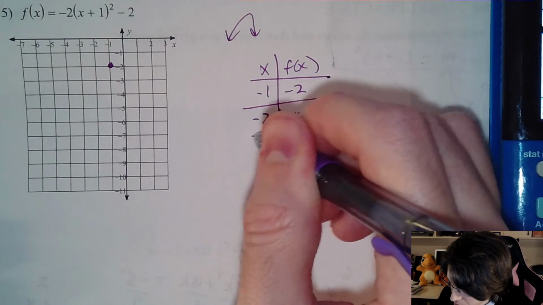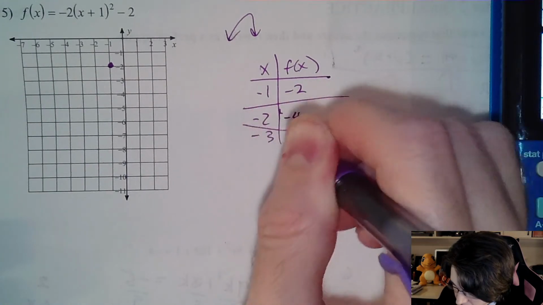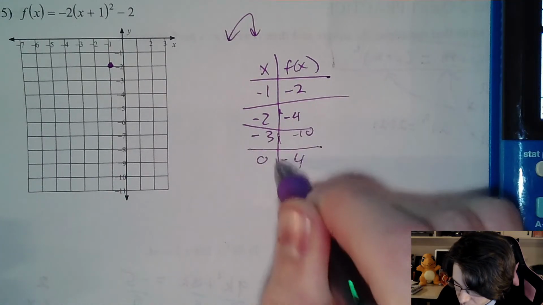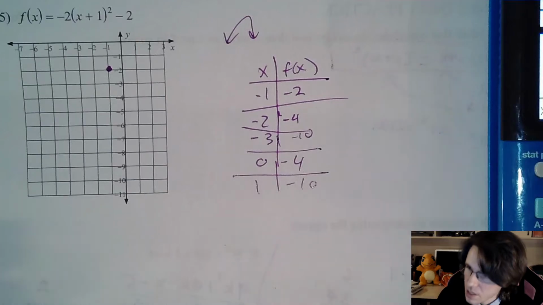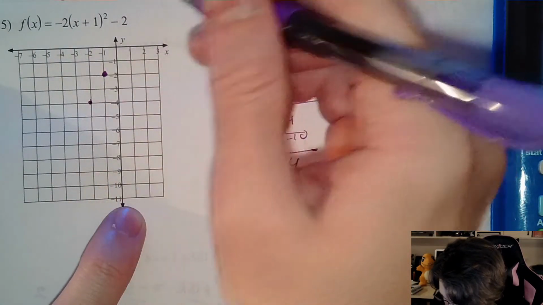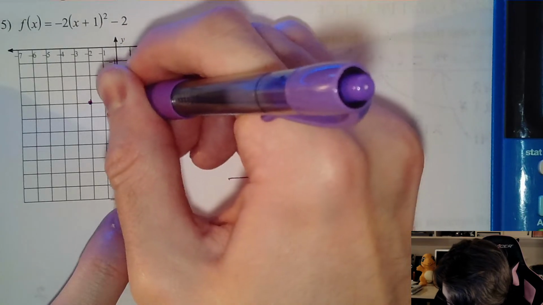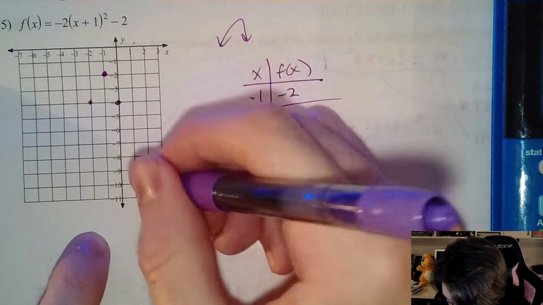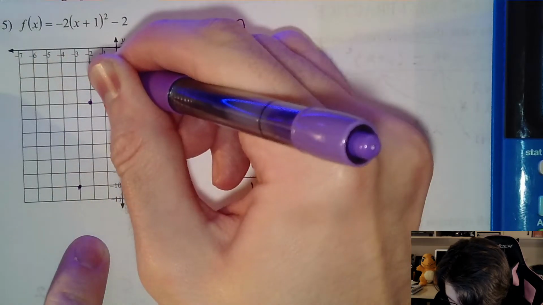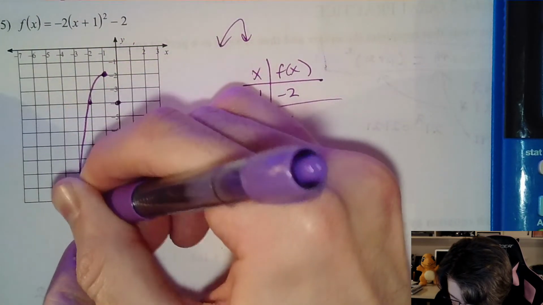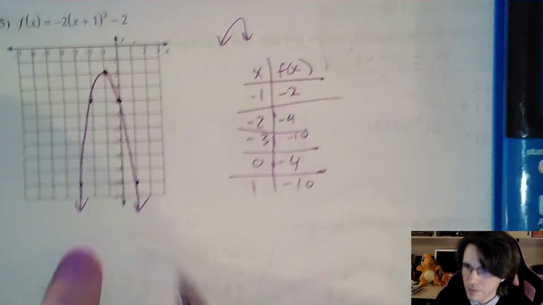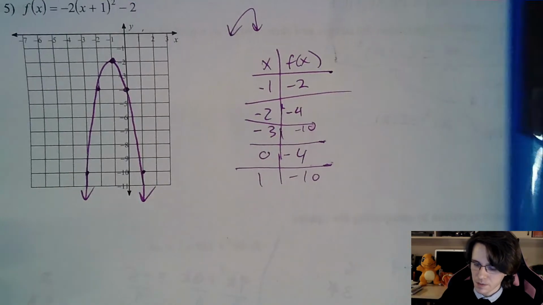And I'm just going to copy the rest of them. We got -3, -10. And we got 0, -4. And we have 1, -10. So we just put them all up. And that's easy enough. So -2, -4, 0, -4. And then 1, -10, and 3, -10, and you're quite literally just playing connect the dots. And that's it. Easy peasy.